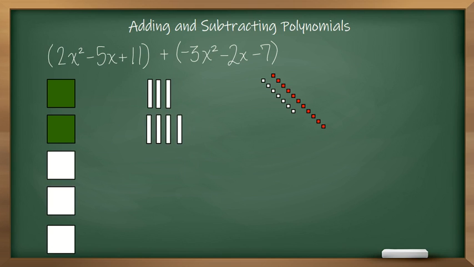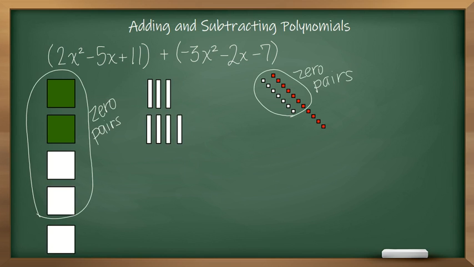And then over on the 1's, we can make some 0 pairs there as well. Notice that we can't make 0 pairs with the x's because they're all negative. So we can't make 0 pairs unless they're the opposite sign.